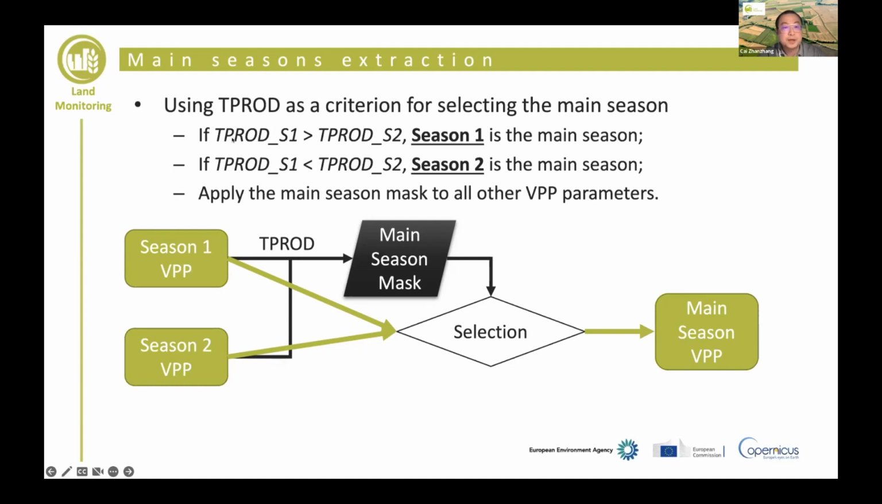If T-prod season 1 is larger than T-prod season 2, then we think, okay, season 1 is the main season. And in contrast, if T-prod season 1 is smaller than T-prod season 2, then we think, okay, season 2 is the main season. Then we can create this main season mask. Then we apply this mask to all the phenology and productivity parameters. Then we can get the main season VPP.